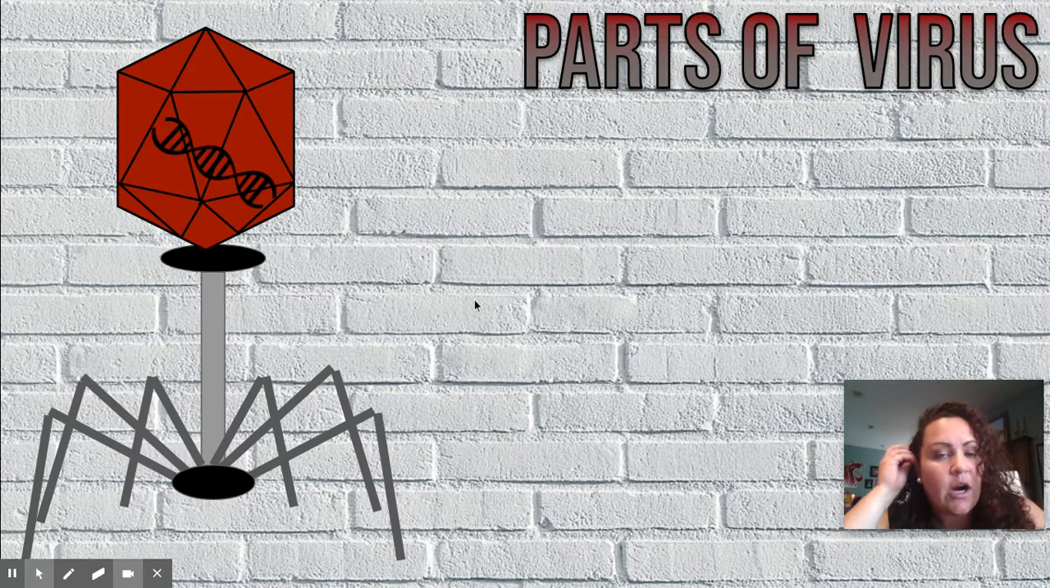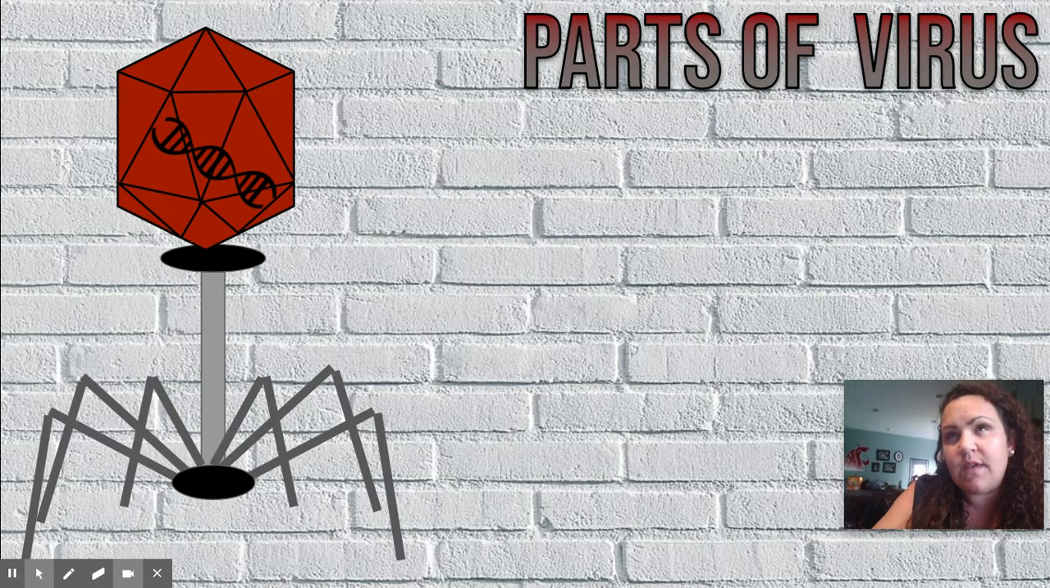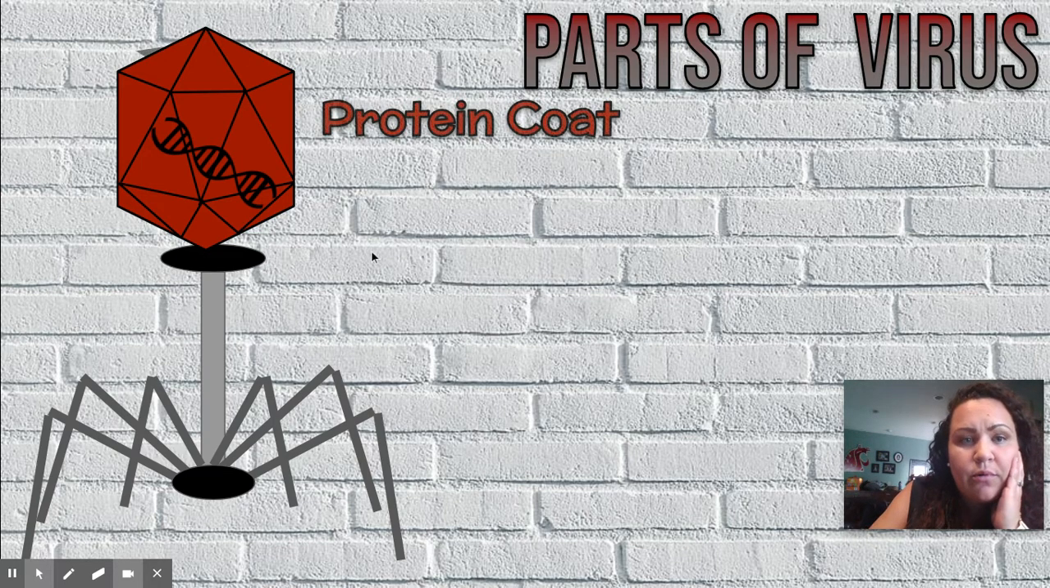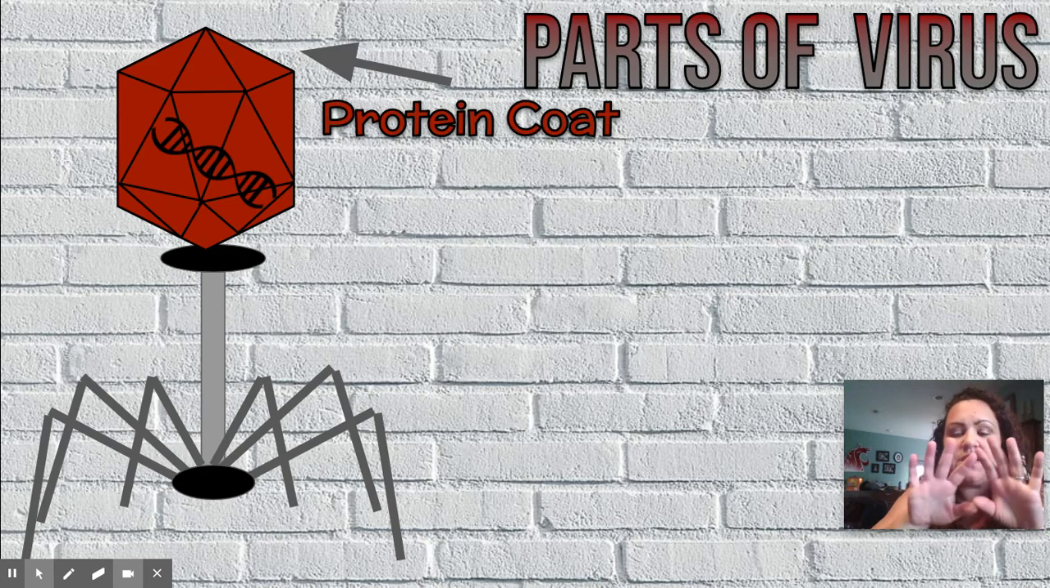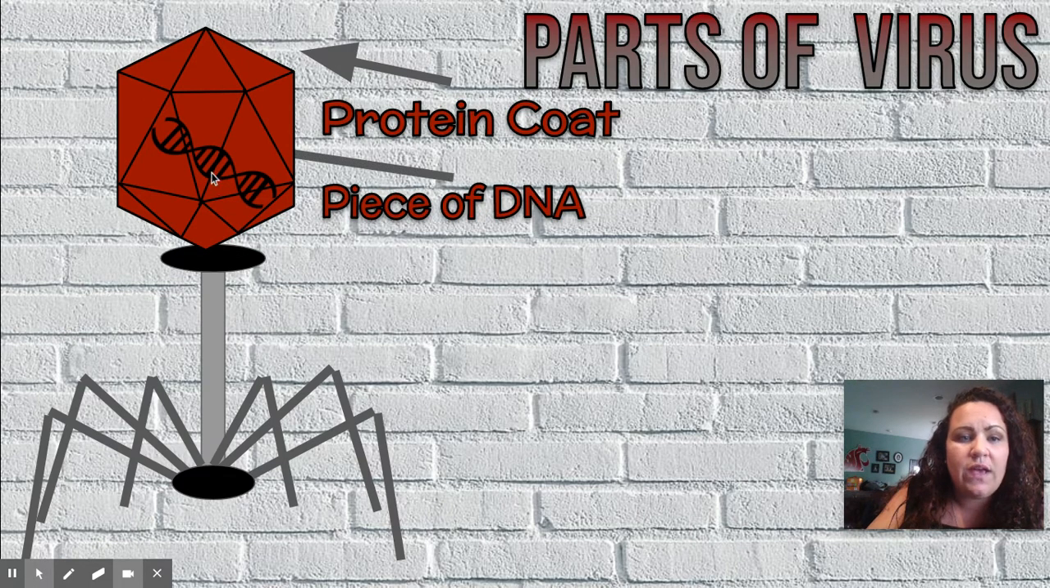So let's talk parts of a virus. A virus has several different parts to it, but it is a pretty simple specimen, if you will. So here we go. Let's take a look. If you look right here, that is called your protein coat. So it is this outer protein layer that surrounds part of the virus. Next, we have just a piece of DNA right here. That's that genetic blueprint for life, just a piece of it.